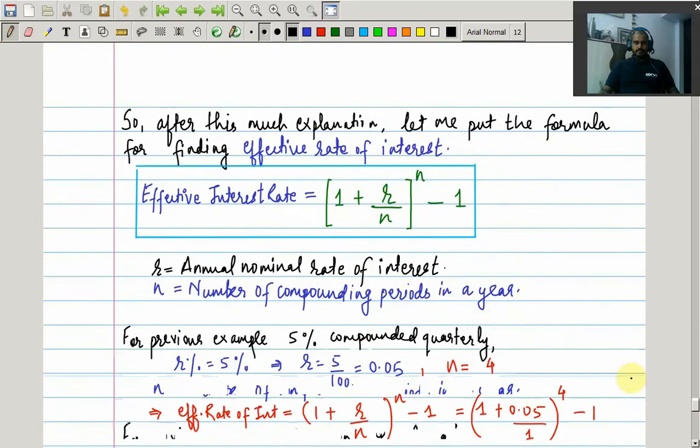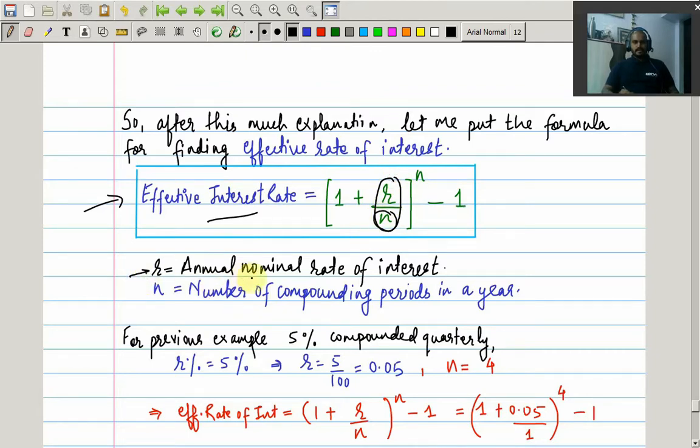So after this much explanation, let me put the formula in front of you to find effective rate of interest. This is the formula. Effective rate of interest is equal to (1 plus r upon n) raised to n, minus 1. Do not confuse yourself with this n by learning from different teachers. So this r by n is a very important thing. What is r?